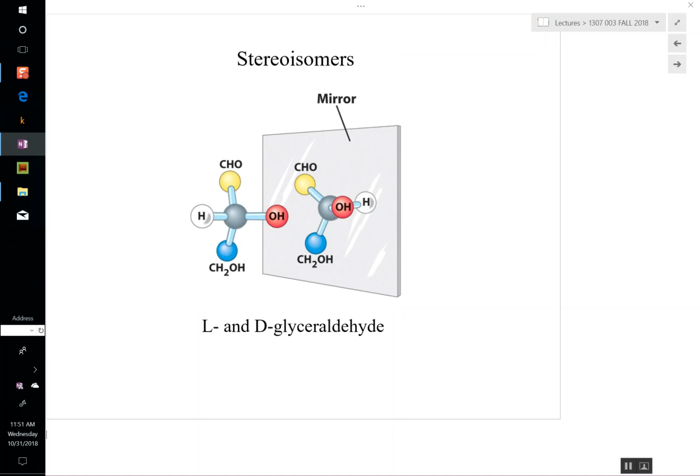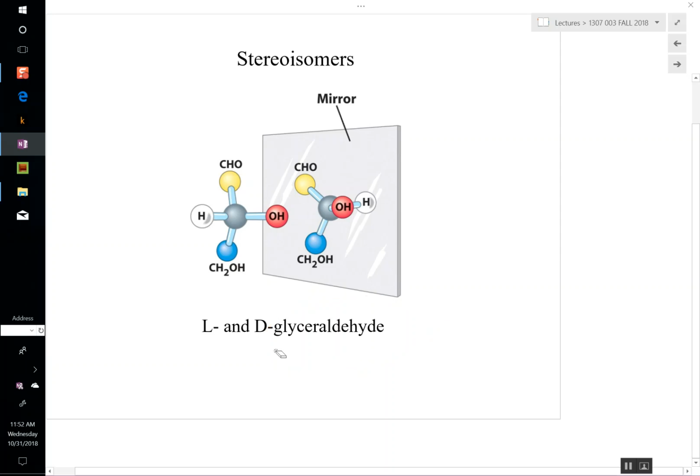We're talking about mirror images, and I do want to tell you about glyceraldehyde. Glyceraldehyde is actually going to be our reference molecule. We're going to get familiar with what D-glyceraldehyde looks like and what L-glyceraldehyde looks like, and those are going to be our references for figuring out any monosaccharide. We're going to compare it to glyceraldehyde, and we're going to be able to tell whether it is a D or an L isomer. So this is our bottom line reference molecule for D and L.